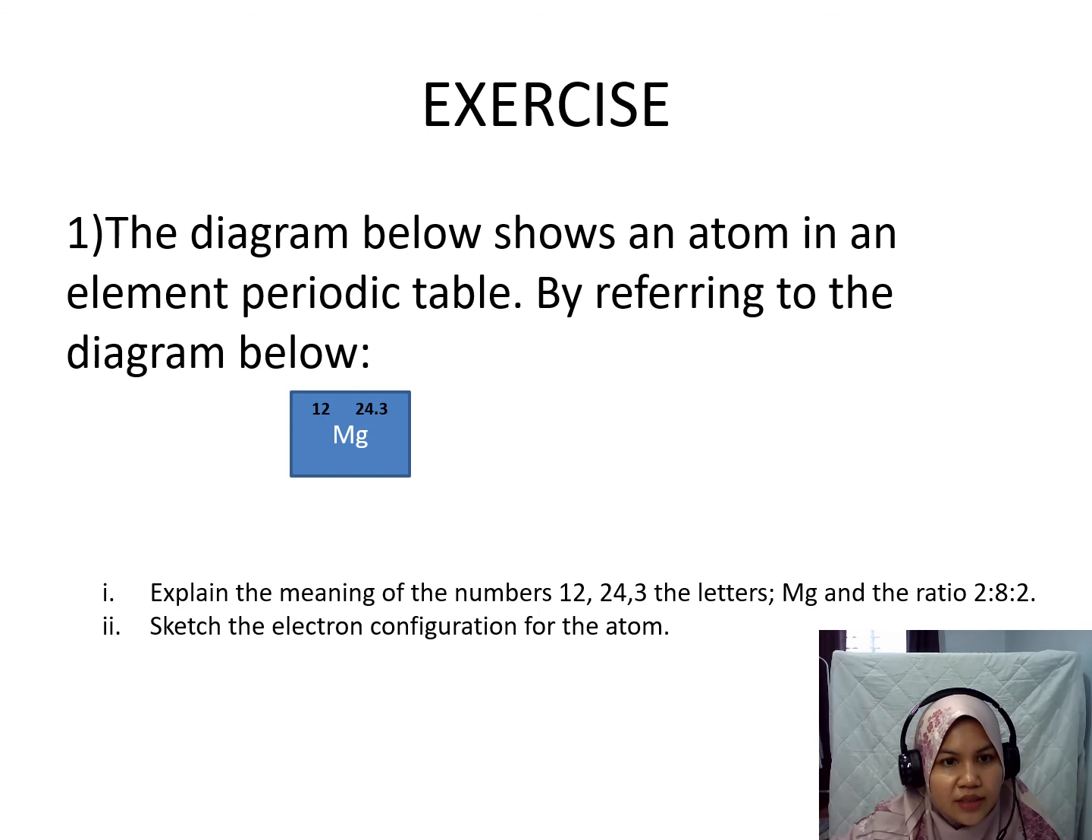Okay, the diagram below shows an atom in an element of the periodic table. So by referring to the diagram below, you must explain the meaning of the numbers 12, 24.3, the letters Mg and the ratio 2, 8, 2. Ni apa maksud semua ni? And then sketch the electron configuration for the atom. Awak kena sketch electron configuration for the atom Mg ni.